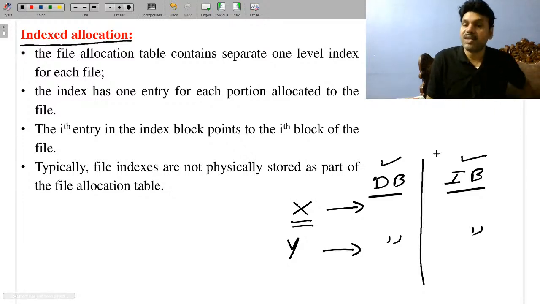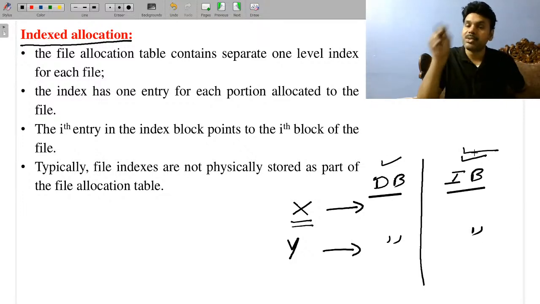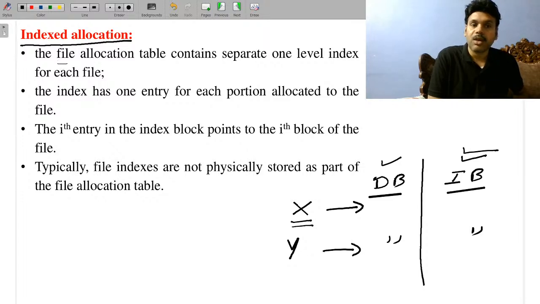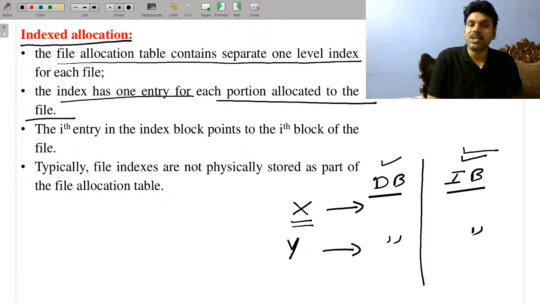So therefore, friends, where are we going to search initially? We are going to search initially in the index only. The index is taking care of us. It is going to give you the chaining, from where to where you need to search. So it is called a single level index. Now the file allocation table contains a separate one level index, nothing but a single level index, which consists of what? The data blocks which are associated with that file, and your index entries are always in ascending order only.